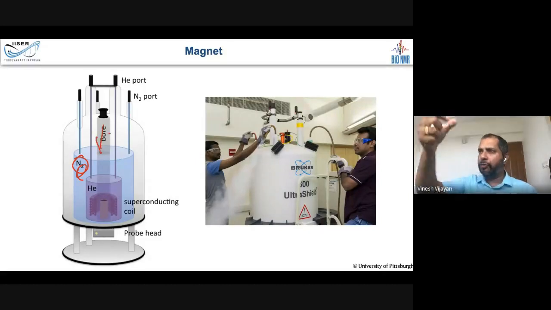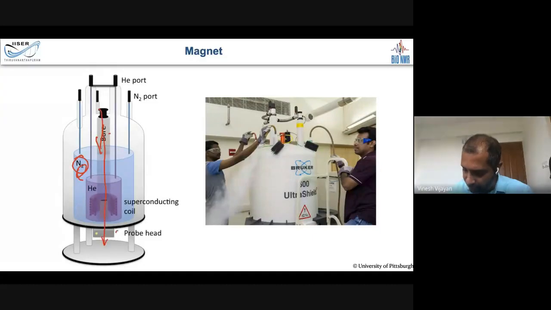You see the bore that goes here. It is like a tube that goes from top to bottom, and it is at room temperature. The whole flask is covering this bore. Your probe head, which supplies the radio frequency, with the radio frequency coil sitting on it, goes in from the bottom. Your sample comes from the top and sits right in the middle of this magnetic field.